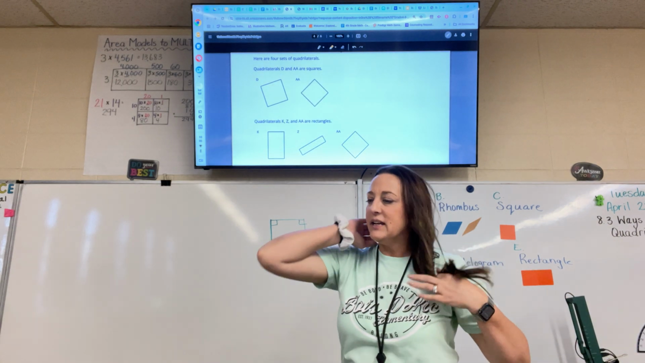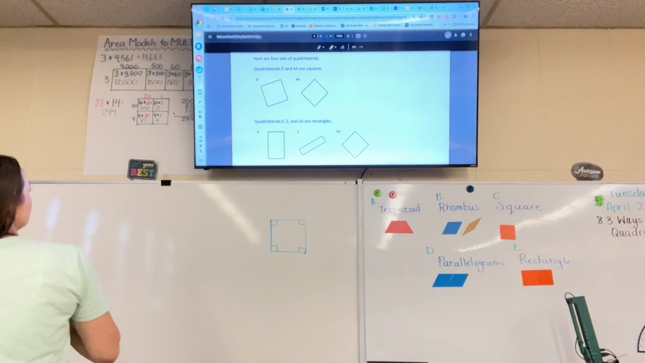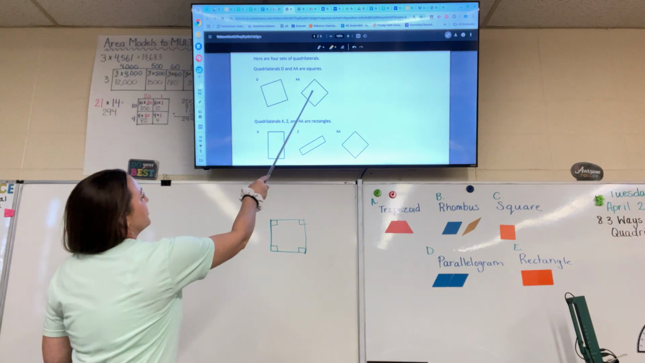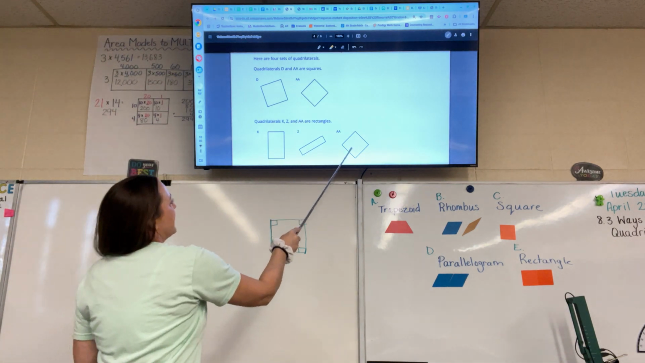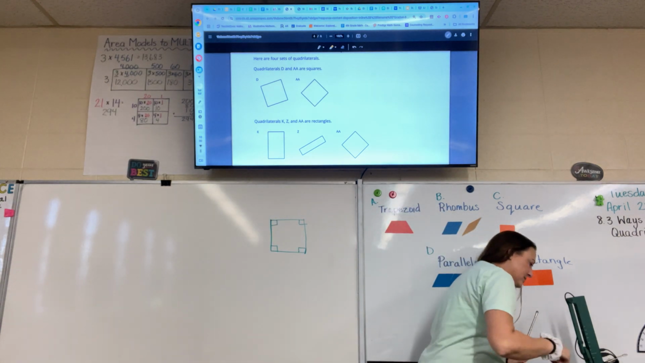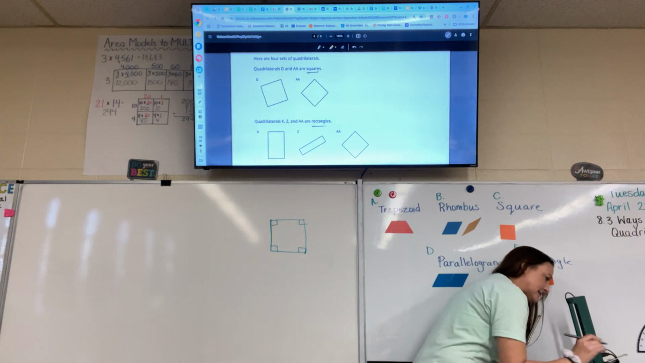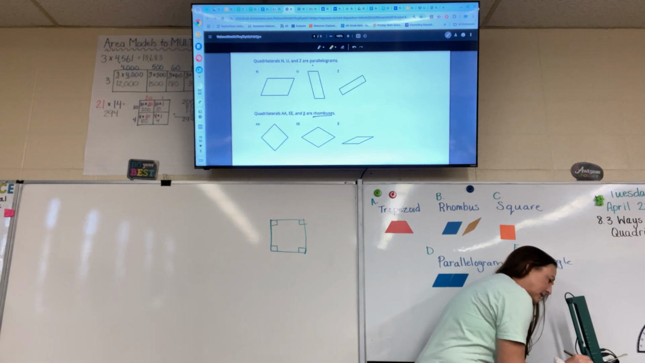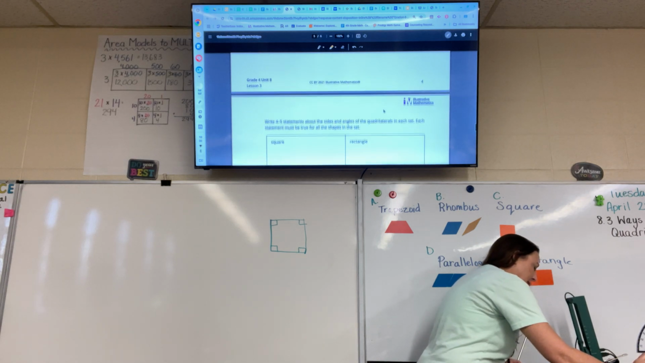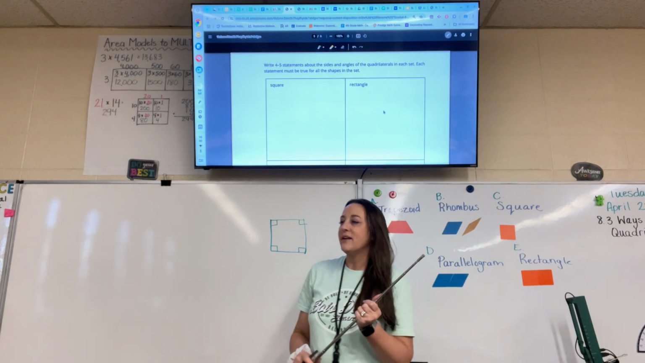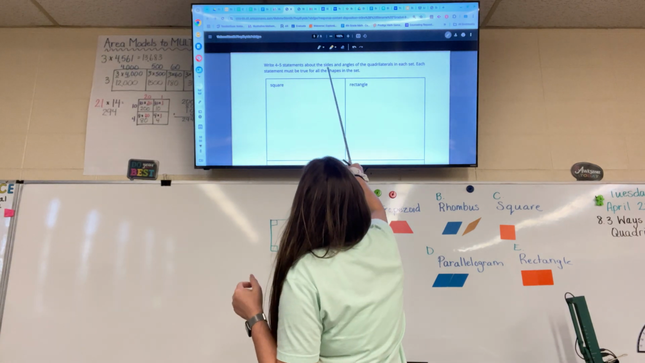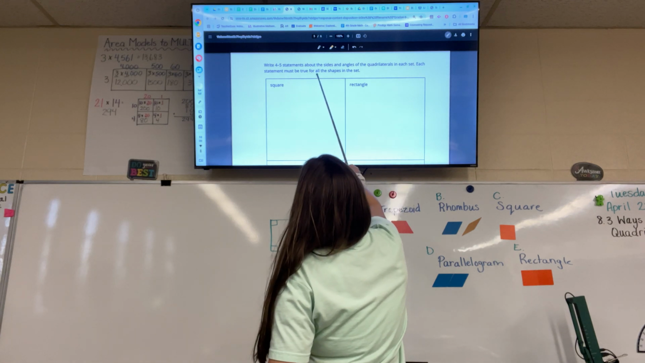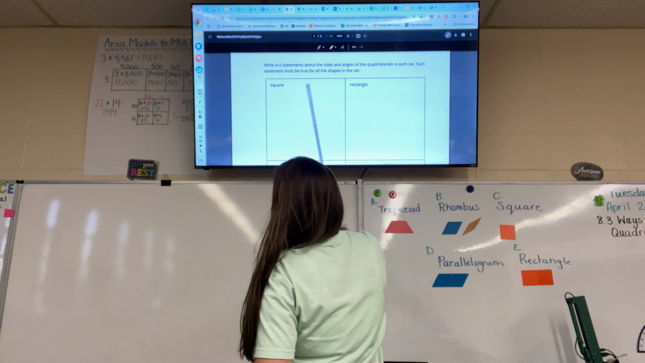On the next page, they're giving us some pictures of some quadrilaterals. So these 2 are squares. These 3 are rectangles. These are rhombuses, and these are parallelograms. It wants us to now write 4 to 5 statements about the sides and angles of the quadrilateral in each set. Each statement must be true for all the shapes in this set.